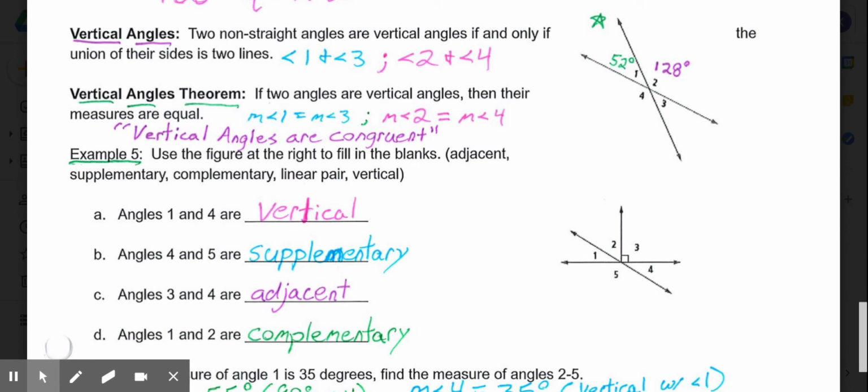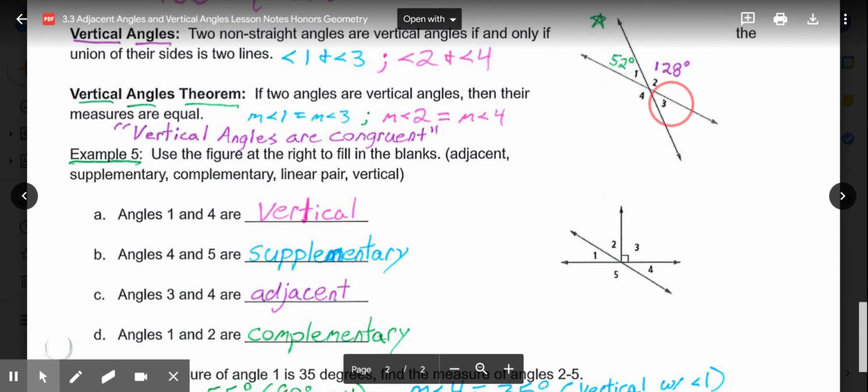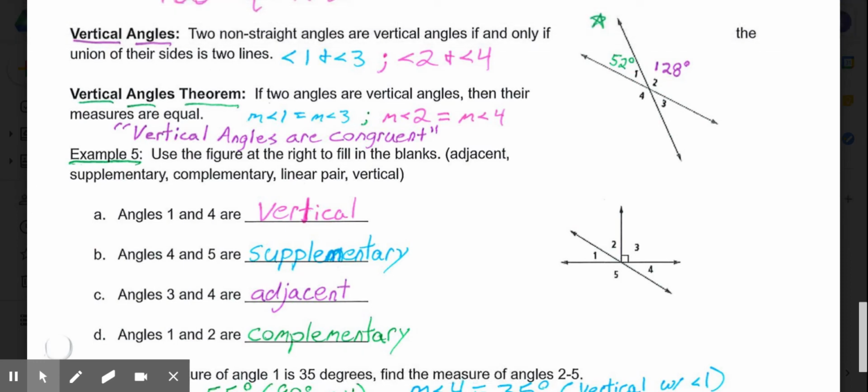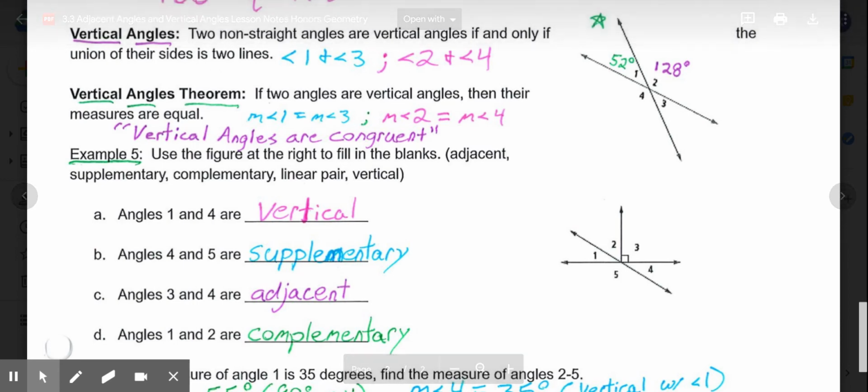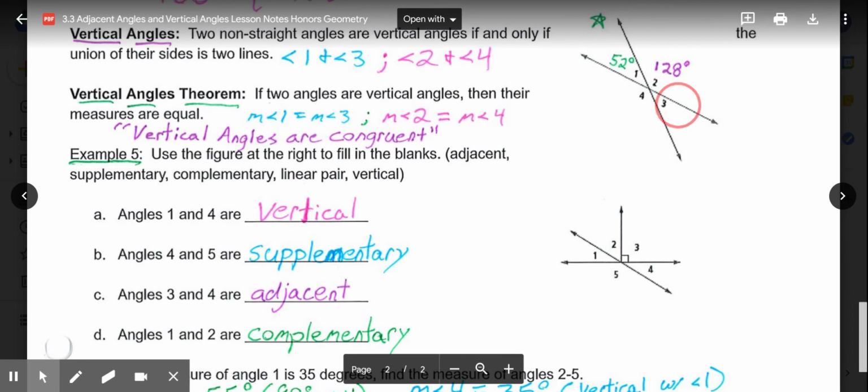Now there's an easier way to think of that. If we're looking at an image like this over at the right, our vertical angles would be angle 1 and angle 3, or angle 2 and angle 4. If it helps you remember, if we have an X shape, vertical angles are on opposite sides of the X. So 1 and 3 are vertical angles, 2 and 4 are vertical angles. Their non-common sides create our two different lines. Line here, line here.